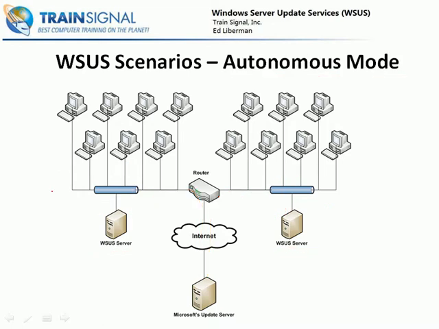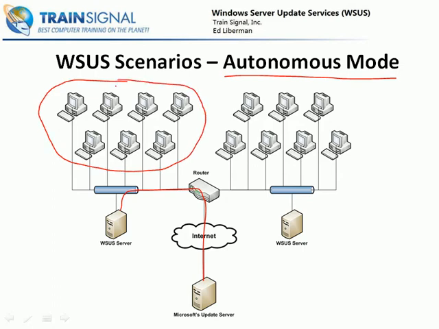Now, the first form of this synchronization, if you want to call it that, is called autonomous mode. In autonomous mode, here's how things work. You have one WSUS server who's going to go out onto the internet and communicate with Microsoft's Update Server. Microsoft's Update Server will send all updates to that WSUS server. Now, that WSUS server is going to service all these clients. All these clients are going to communicate with this WSUS server.